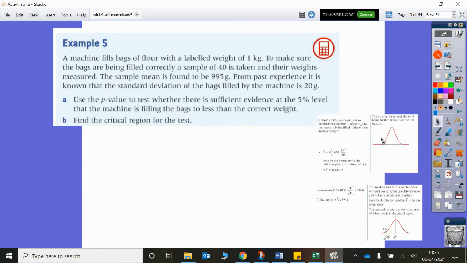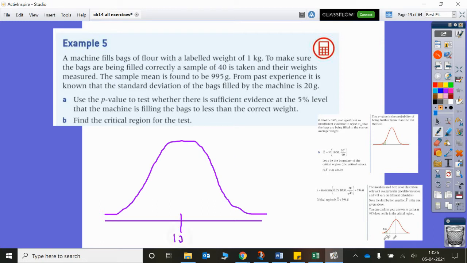Now, this is where it comes in useful to be able to draw your sketches, because in this case, we're looking for this critical region. So again, we're talking about this distribution here, and we're talking about mu equaling 1,000. We've got a standard deviation of 20 divided by the square root of 40. What's that? Something like 20 divided by 6, something like 4.